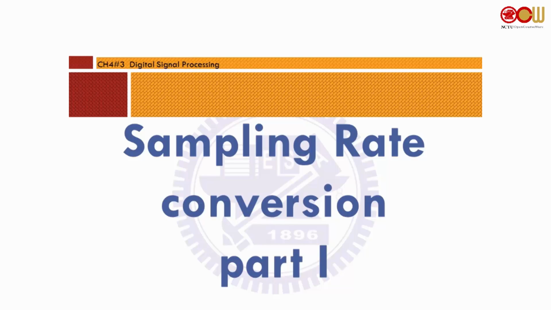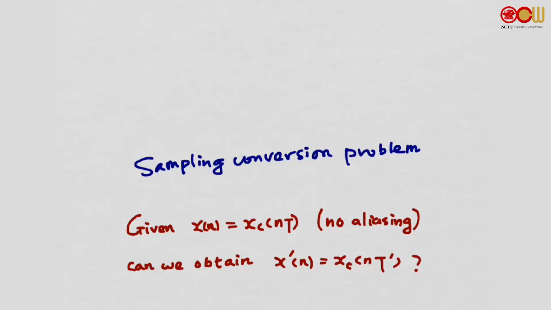Sampling rate conversion. What is sampling rate conversion? Suppose we are given samples x[n], which is obtained from a continuous-time signal xc by sampling with sampling period T, and there's no aliasing when we do the sampling. Is it possible to obtain x'[n], samples of xc using a different sampling period?